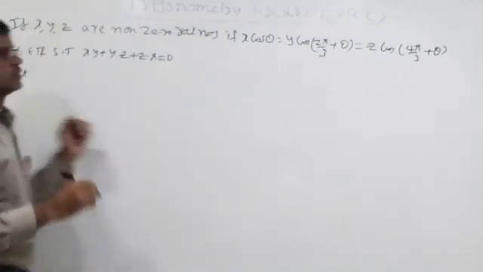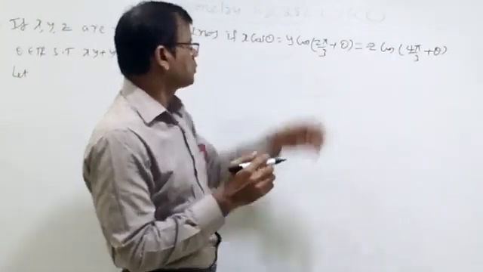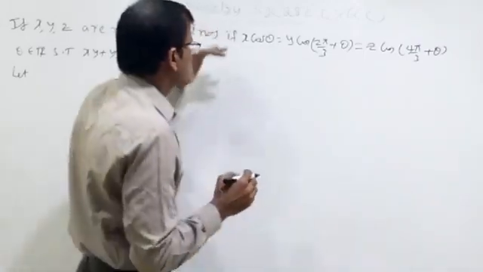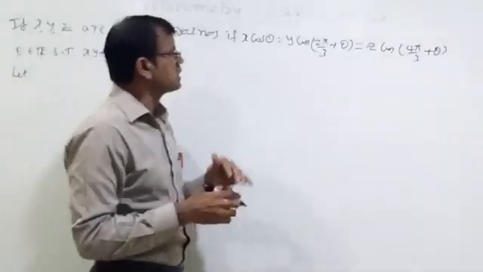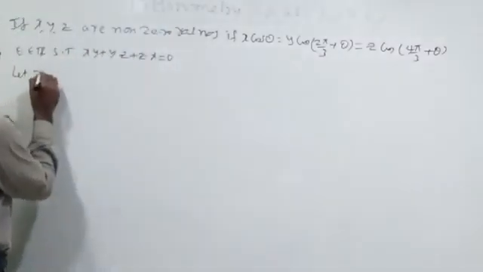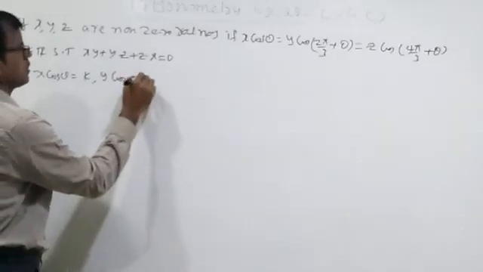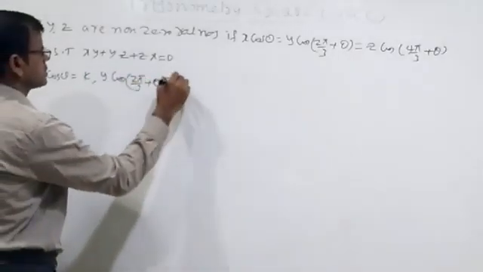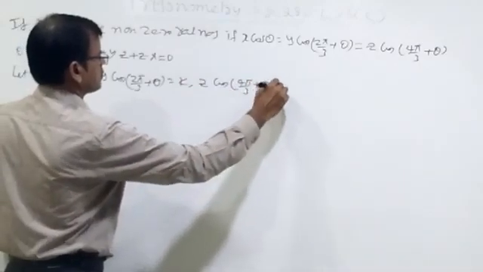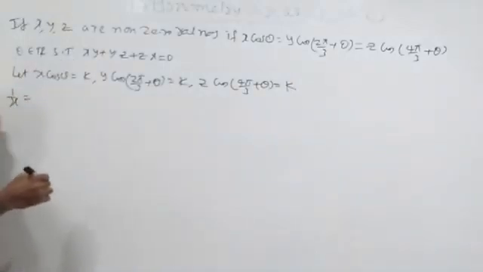Here 3 terms are given as equal. Whenever 3 terms are equal in trigonometry, they are in the same ratio, so you can say they are in proportion. If they are in proportion, there exists a proportionality constant k. So let x cos theta be k, y cos of 2 pi by 3 plus theta be k, and z cos of 4 pi by 3 plus theta also be k. So everything is k.